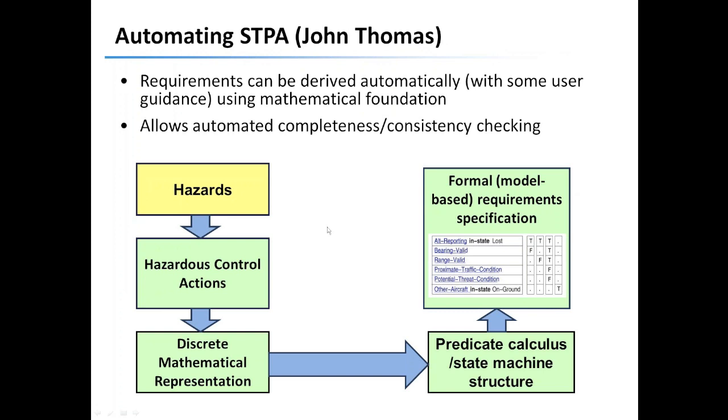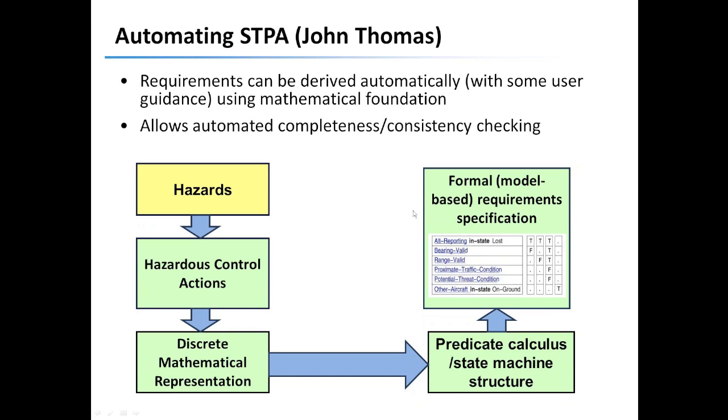We can automate much of STPA because it's based on a formal foundation. We can actually have John Thomas, who's one of my brilliant PhDs, finished a few years ago, and we can take the hazard. You can just give them the hazard, and it will create that matrix, that table you saw, automatically. It gets changed automatically into a discrete mathematical representation, and then it can generate a formal model-based requirement specification. We happen to use SpecTRM-RL. You could use other ones if your model allows this kind of thing. But that allows automated completeness and consistency checking, and so we can guarantee completeness.